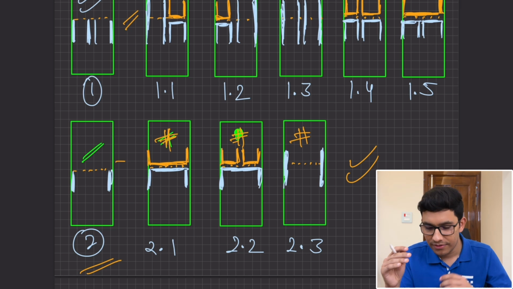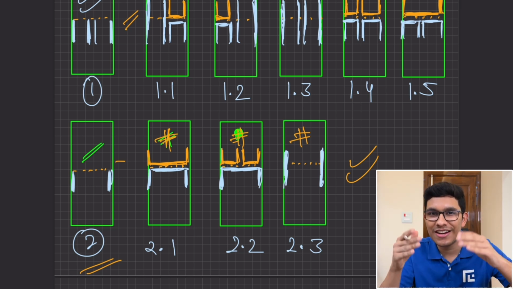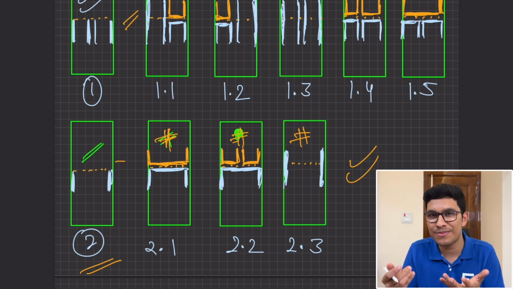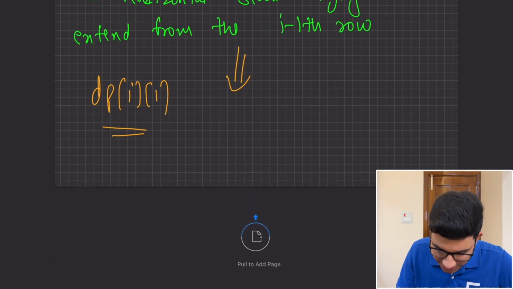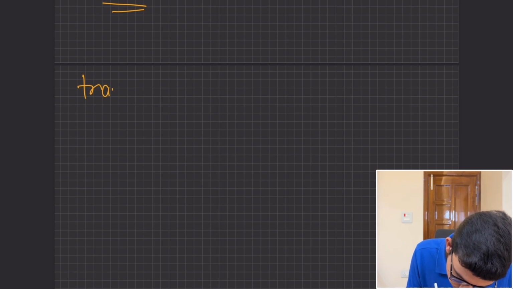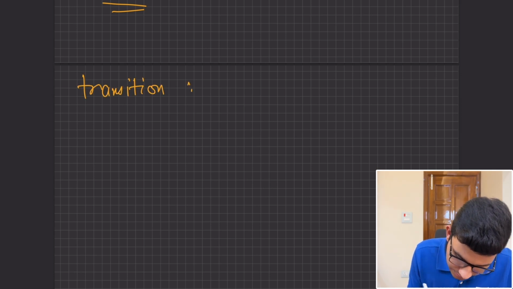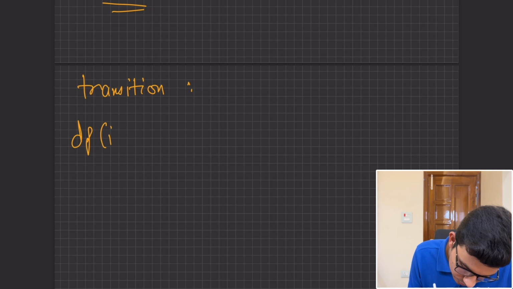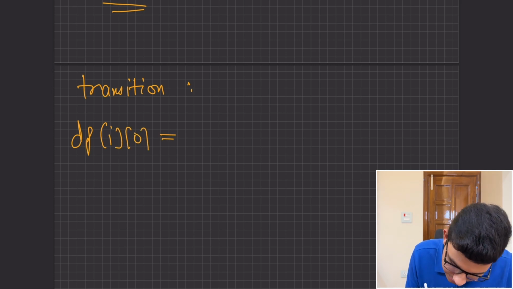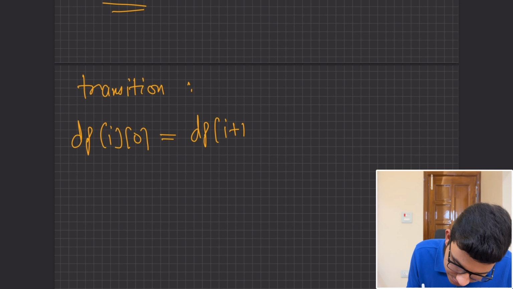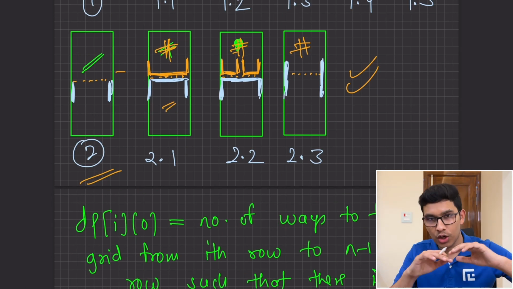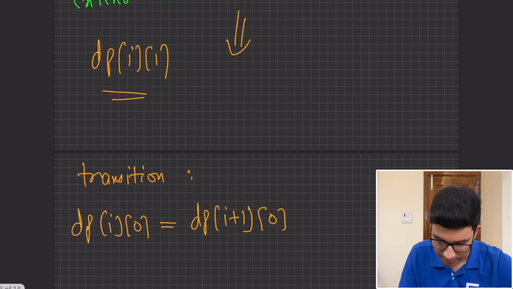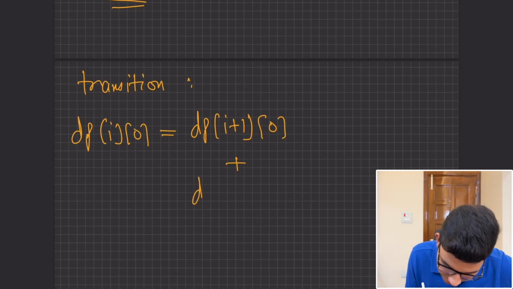Similarly for 2.3, we saw that we just extended the horizontal cell. So for the i plus 1th row, it would just mean that there is one horizontal cell trying to extend forward, correct? So what I can say now is that for transition, dp of i comma 0 is nothing but dp of i plus 1 comma 0. This is the case i plus 1 comma 0 where we just said that close the cell, bring another horizontal cell. Another case is where we said dp of i plus 1 comma 1.